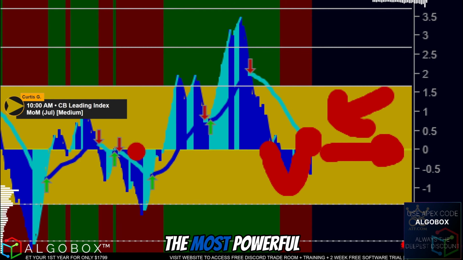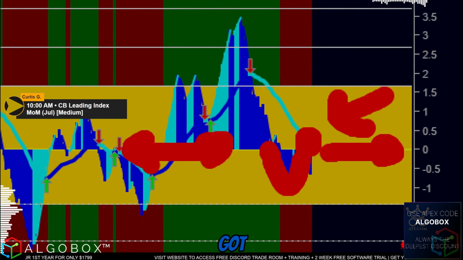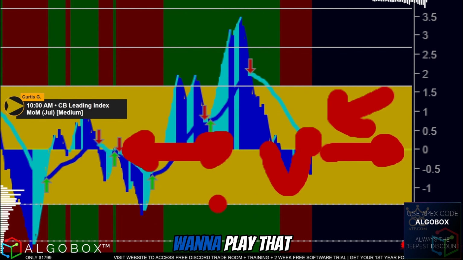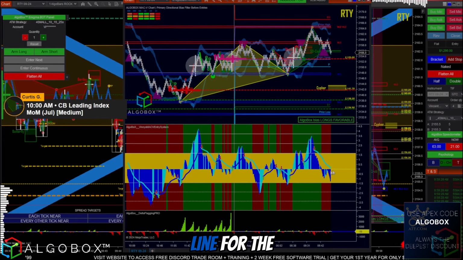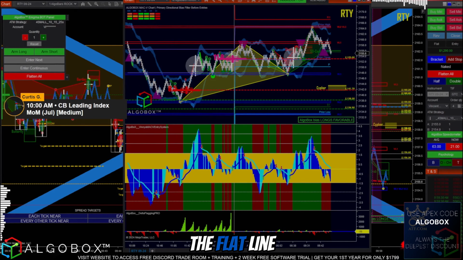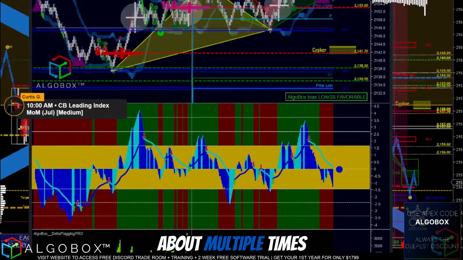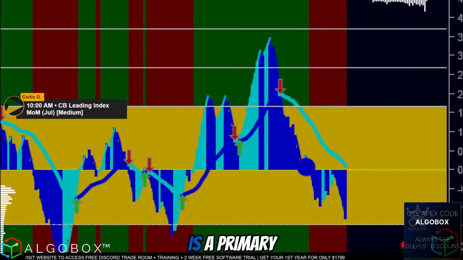Even the Enigma, the most powerful setup that I've got with the multi-confluence, everything that's going on inside of that, real-time order flow, boom, I still don't want to play that if we've just hit the flat line for the first time. Now, the reason I say when we hit the flat line for the first time is because there is a play off of that we've talked about multiple times using this same thing. That's why this is a primary filter for us.